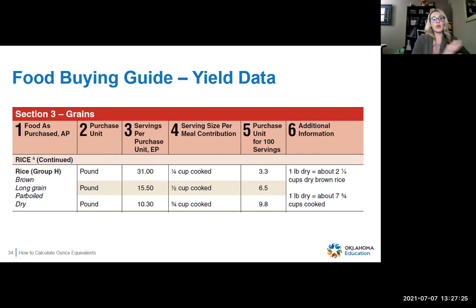So if you have a pound, it essentially means you can feed 15 kids because it gives you 15.5 1/2 cups cooked. Or if you had 30 kids under the age of 5, 1 pound will feed 30 kids, the 1/2 ounce equivalent.